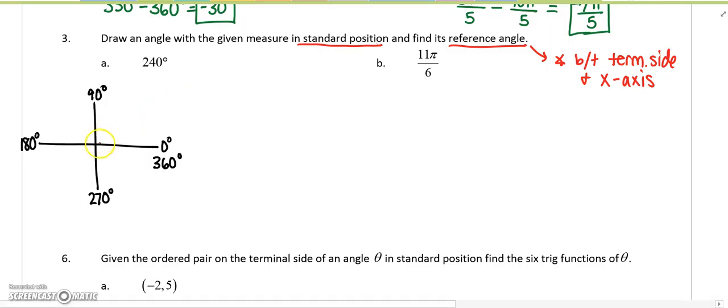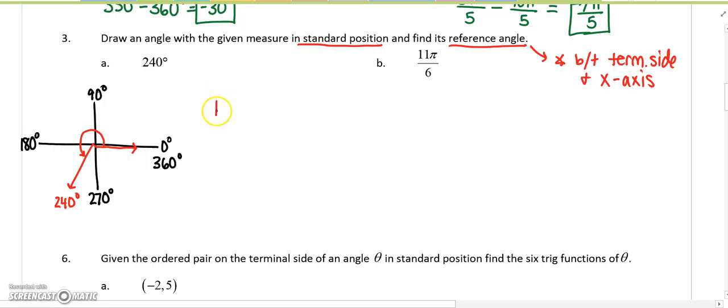Alright, so to draw this angle, I start with my initial side on the positive x-axis, the 0 degrees. Then my terminal side should go where 240 falls. So between 180 and 270. Right about there is 240. Alright, draw my arrow so I know which direction I'm moving in. And that's the angle in standard position.